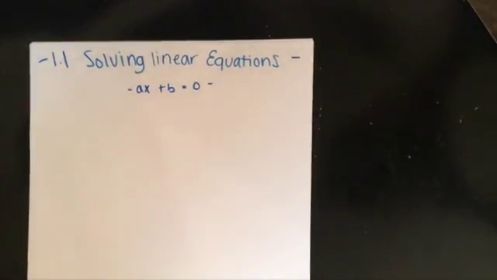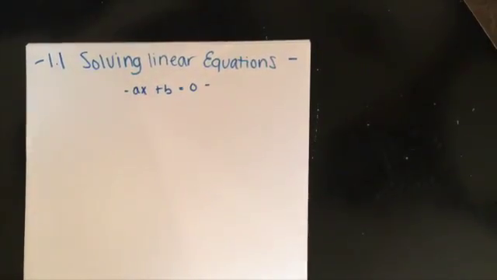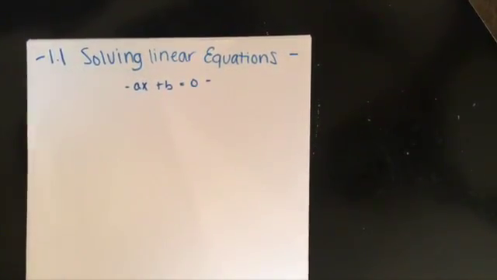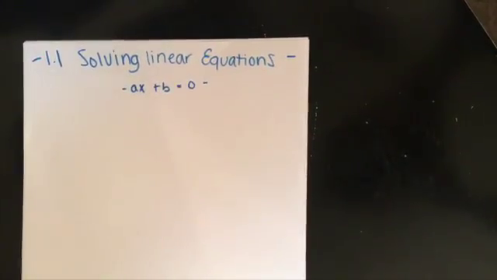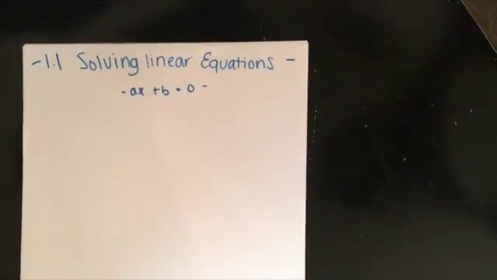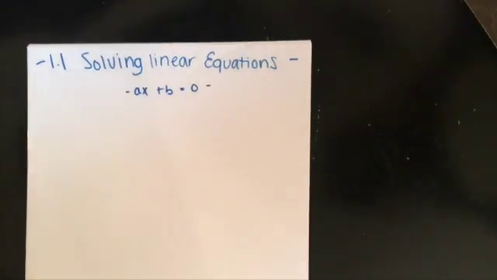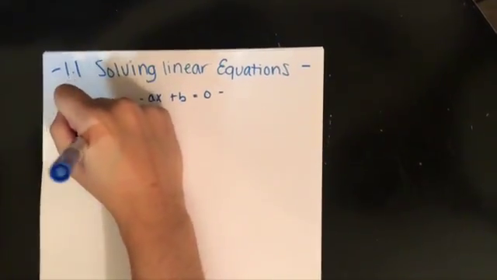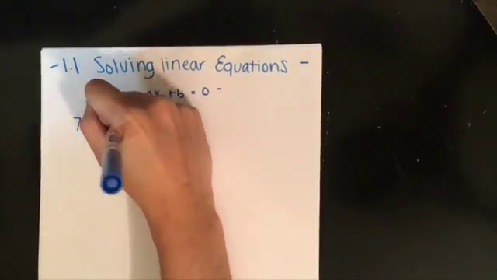Hope you enjoy. To start off, we are going to begin by going over section 1.1, which is solving linear equations. Now, linear equations are usually in the form of ax plus b is equal to 0. The first example of solving a linear equation is 7x minus 5 is equal to 72.